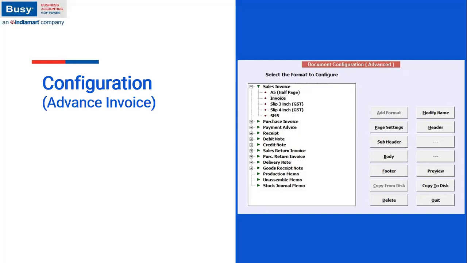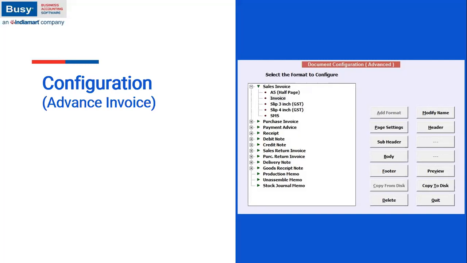So normally the advanced designing will have two types of documents: the accounting vouchers as well as dual vouchers. On the left side, as you see on my screen, there will be sale invoice, purchase invoice, payment advice, etc. A lot of documents are there. But normally we categorize those documents into two types. One is accounting vouchers, another is dual vouchers.